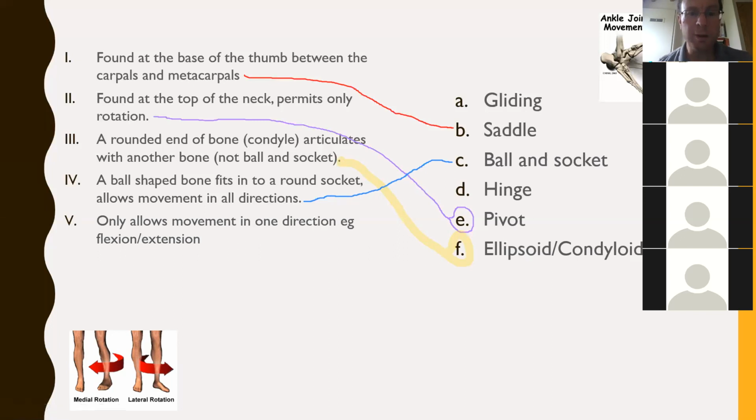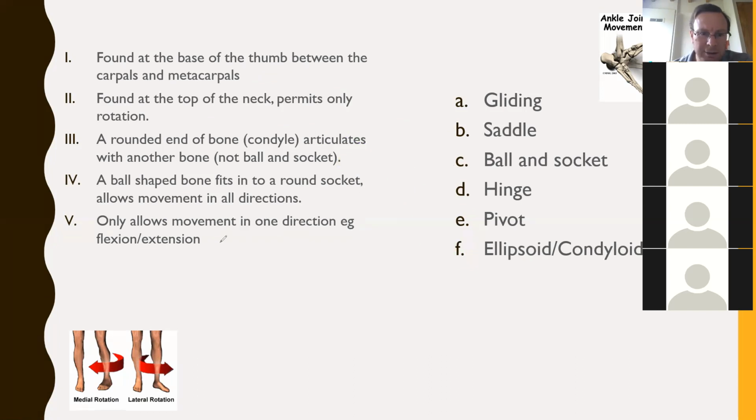Allows only movement in one direction, e.g. flexion and extension. What have we got? So we see that in our hinge. And then we're now going to go to the final one.